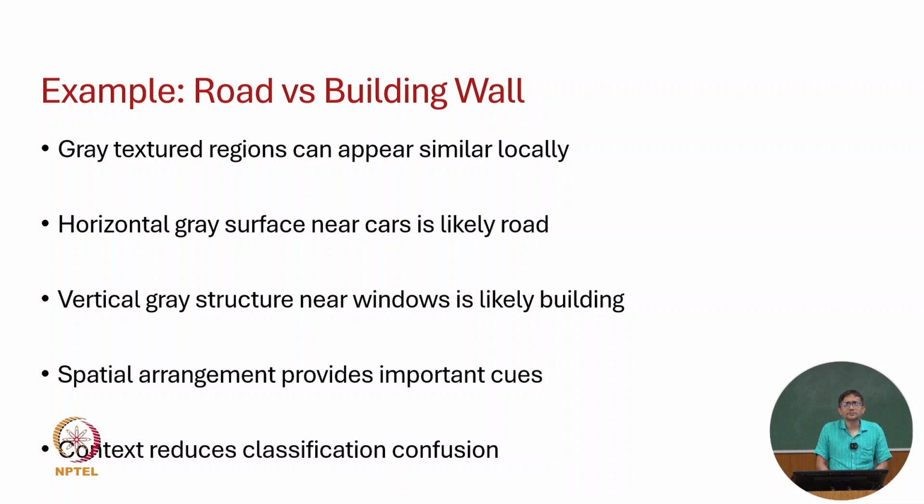So here is another example. The example is between road versus building wall. The horizontal gray surface near cars is likely a road, whereas the vertical gray surface along with windows is likely a building, right? So again, the same point is emphasized: the spatial arrangement and the context provide us very important cues.